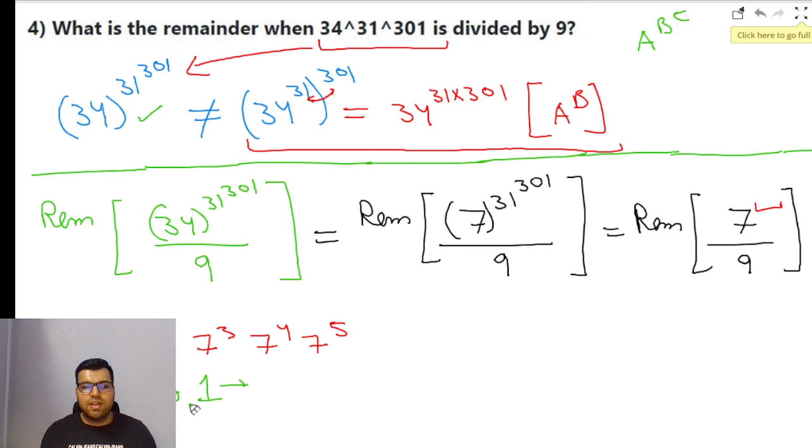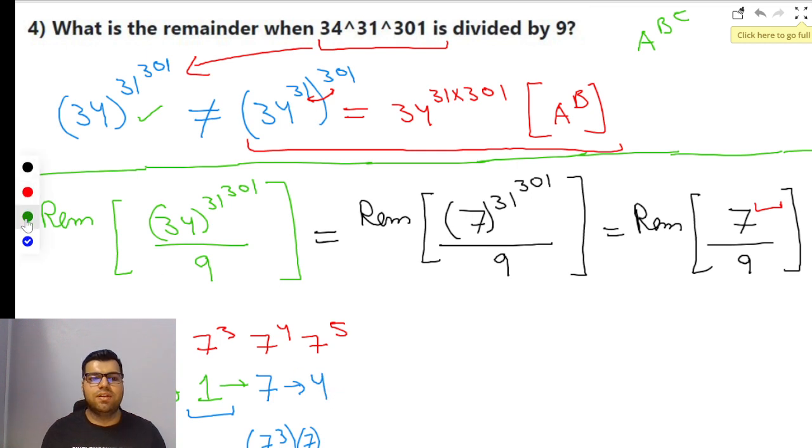So once we get a 1 over here, students, I can just write 7 raised to power 4. Its remainder is the same as 7 cube and 7. Since remainders can be multiplied, the remainder with 7 cube is 1. So with 7 raised to power 4, it will be again 7. And 7 raised to power 5 can be written as 7 cube into 7 square. The remainder with 7 cube is 1, so the remainder with 7 square will come out to be 4.